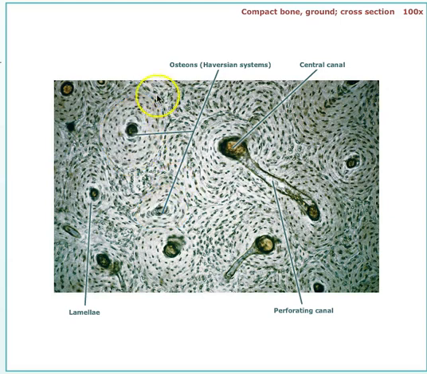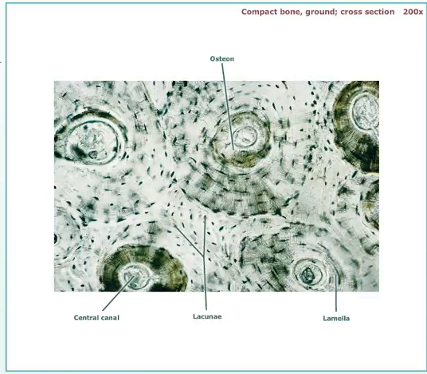So again, this whole unit is called the osteon, or the Haversian system. This hole here, quote unquote, is the central canal, also called the Haversian canal. And you have these concentric rings that give bone its very organized appearance. And again, this is compact bone. This is not spongy bone.